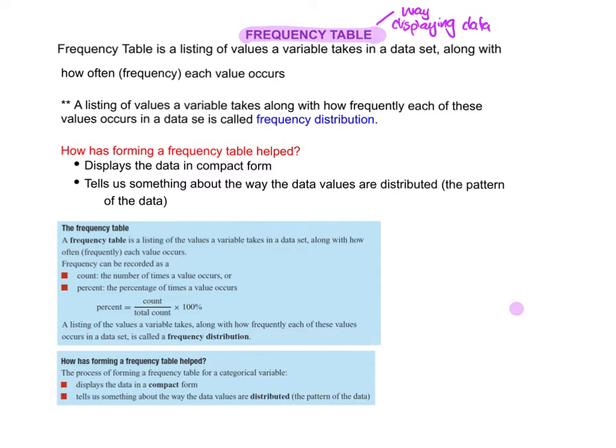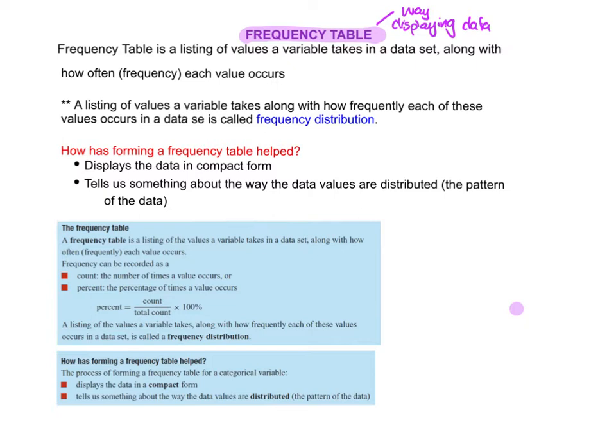So a frequency table is a listing of values that a variable takes on, and we often then take frequencies, like how many, and we change it to a percentage. So say I said 5 people in this class had a size 8, we've got 25 people in the class, I'm going to change that to 20%. So we often change our frequency tables to have a percentage in there.